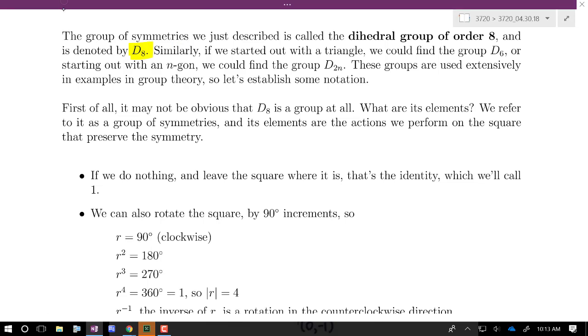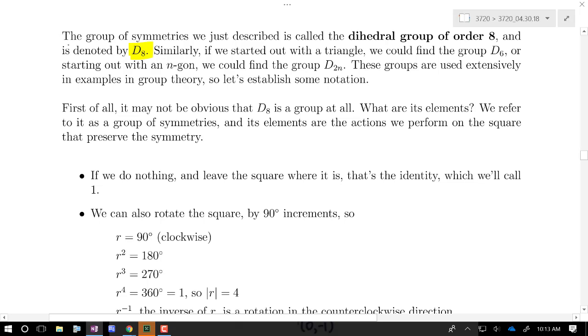We could also examine symmetries of the triangle. We'll have rotations of the triangle and a flip as well, and that's D6. In fact, you could look at rotations of any regular polygon with n sides, and you'll have a dihedral group of order 2n.